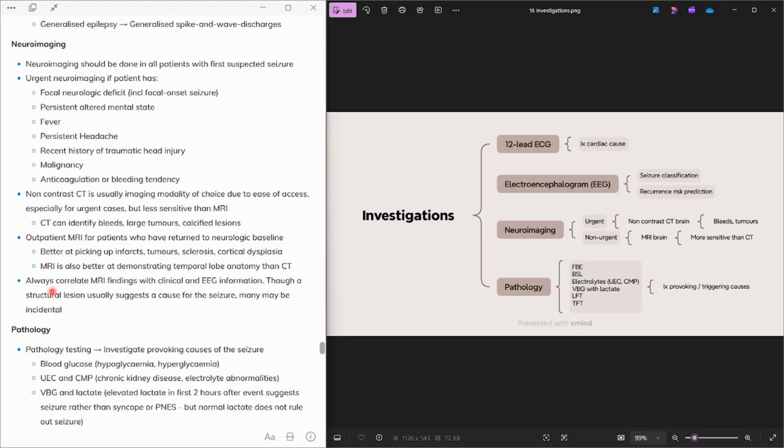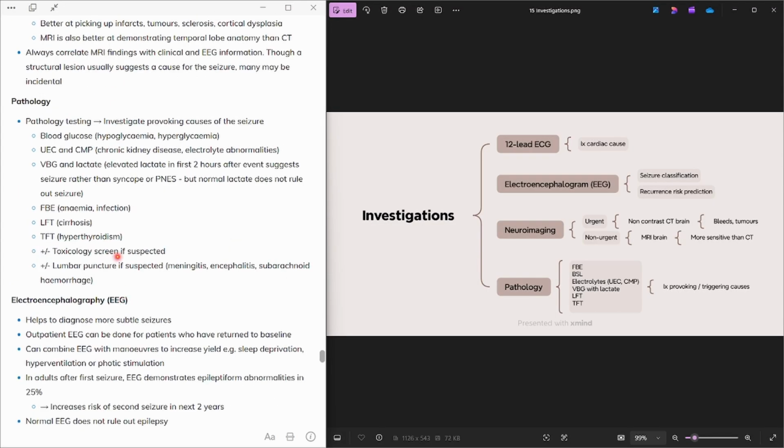It is always important to correlate the MRI findings with the clinical and EEG information, and this is because although a structural lesion usually suggests a cause for the seizure, many may be incidental. So for example, if the patient has a focal seizure, which indicates that the findings are on the right side of the brain, but when you do an MRI, they have a left-sided tumor, we need to correlate to make sure that the left-sided tumor is actually relevant for the patient's symptoms that indicate a right-sided cause.